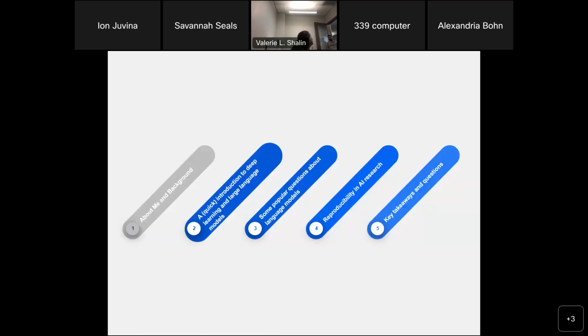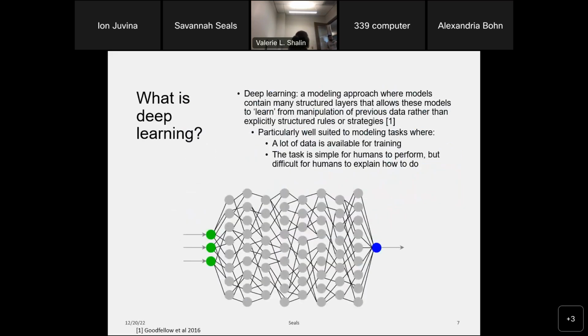All right, so next I'm going to do a quick introduction to deep learning models. Deep learning is a modeling approach where we construct a network that has many structured layers that allow models to learn from manipulation of previous data rather than explicitly stated rules or strategies. So think of the depth here as times n, and you're on the right track.